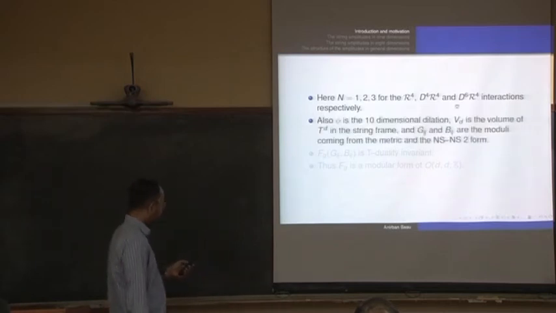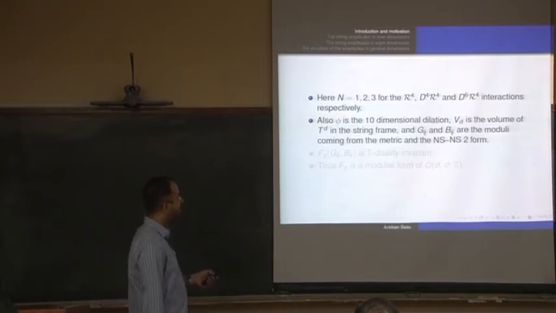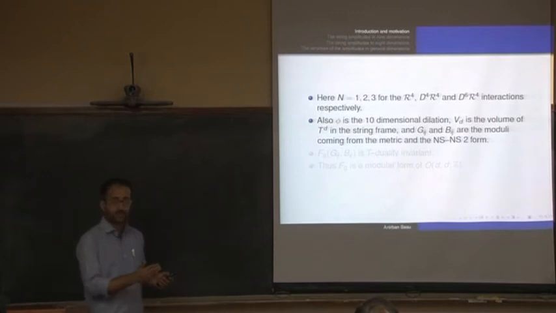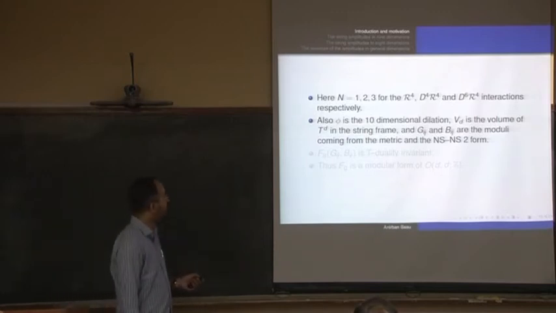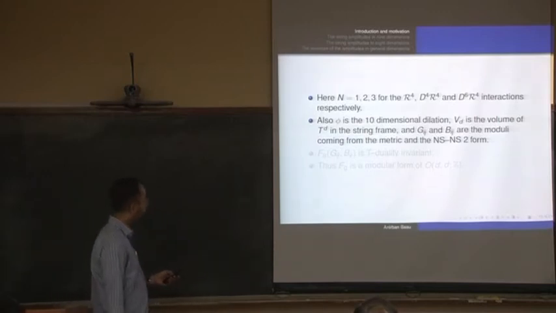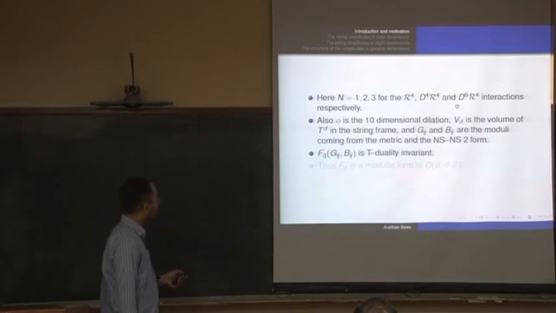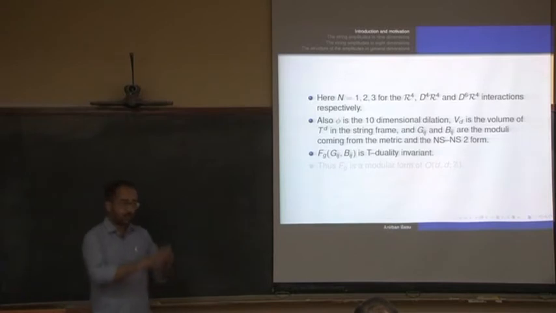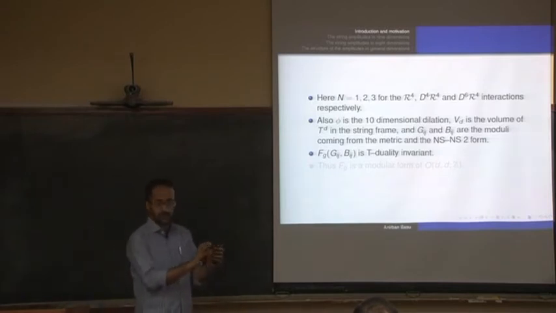In my conventions, phi is a 10-dimensional dilaton. Vd is the volume of Td in the string frame, not because I'll often be moving from the string frame to the Einstein frame. This is the volume in the string frame, defined already by G and B. So, of course, F_g(G_ij, B_ij) is T-duality invariant. So the coefficient of this interaction is a modular form, U-duality invariant.